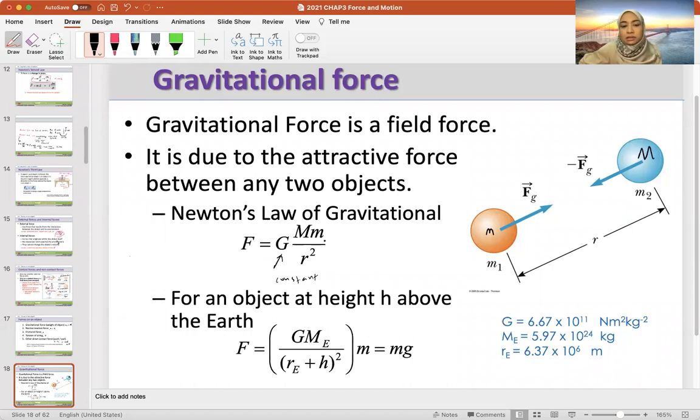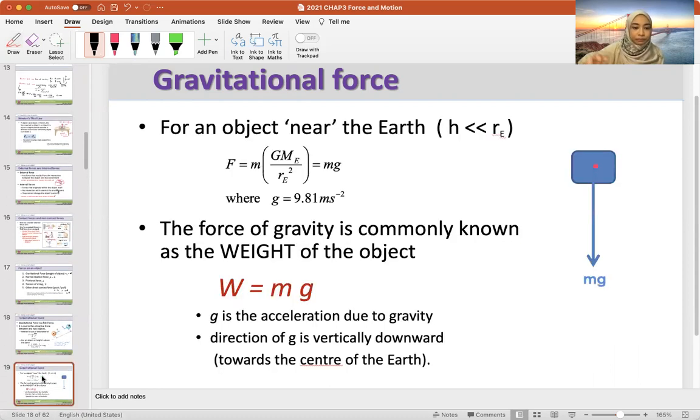Do you have to memorize this equation yet? No, not at this point. For chapter 3, you don't have to memorize this. This is for chapter 5 and chapter 6 later. I'm just introducing this equation to you. So attraction between planets is defined from Newton's law of gravitational force. And this is the equation for an object. No need to go into this, we will learn it later.